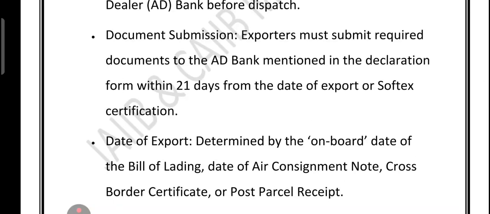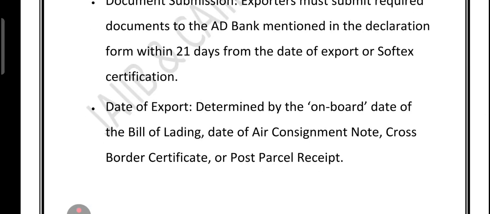What about the document submission? After exporting, you must submit the required export documents to the same bank you mentioned in your declaration form, and you have to do this within 21 days from the date of export or the soft tax certification. So export by post is clear. Then I told you document submission, 21 days time is given to you, right? Date of export, how do we decide the date of export?